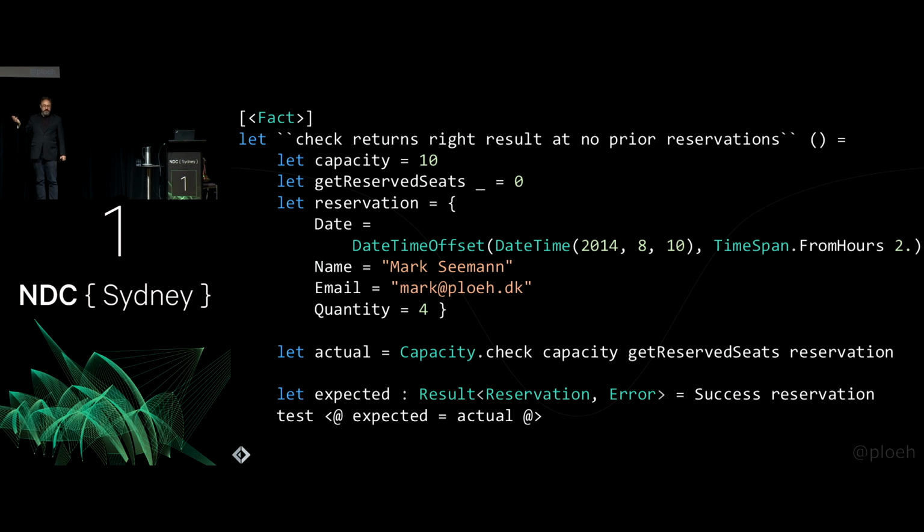Then on the next line, I say let get reserved seats underscore equals 0. The underscore means that I don't care about the input. This is a local function, a function that only belongs to this test case. But it always returns 0 no matter what the input is. That is a pure function because it is as deterministic as possible. It always returns 0. That means there are never any reserved seats in this particular scenario.